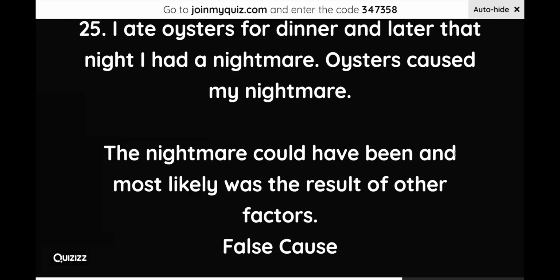But I don't know. If I told you this was false cause, you should know what that means, right? You should know why the book is saying it's false cause. It should make sense why they're calling it a false cause, right? It shouldn't just kind of strike you out of the blue. Like, there's no way that could be. No.